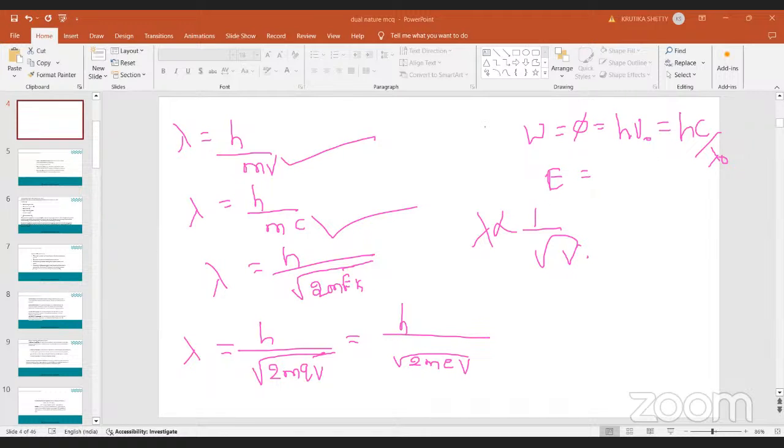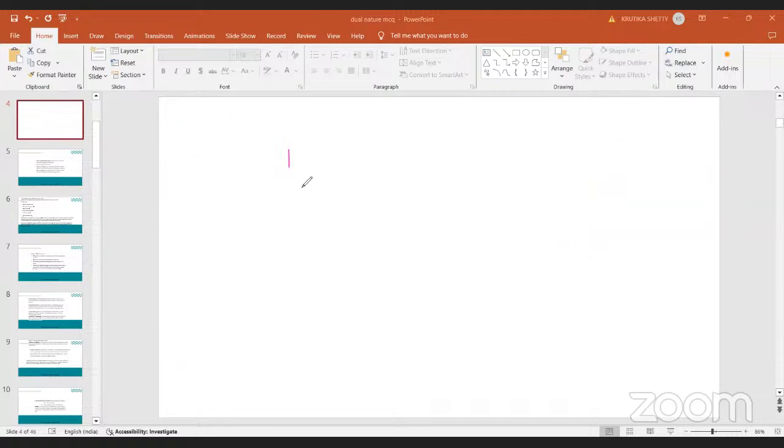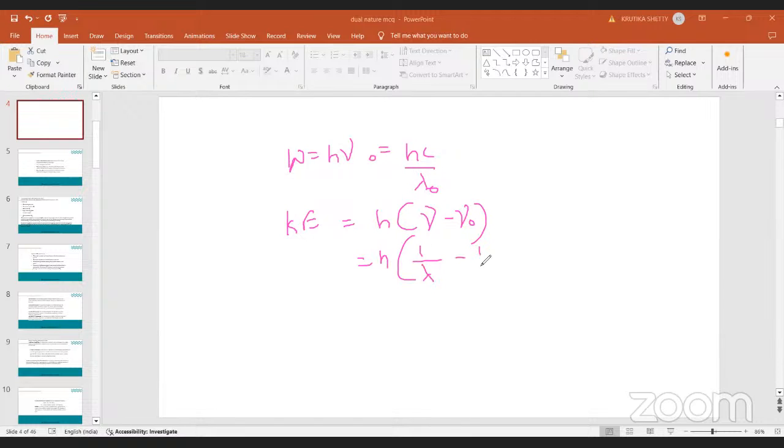Then next, Einstein's relation. According to Einstein's relation, kinetic energy is equal to h into bracket nu minus nu naught, or h into bracket 1 by lambda minus 1 by lambda naught, with hc. This is for the kinetic energy. Or in general, we can write kinetic energy is equal to energy of the photon minus work function, where E is h nu.